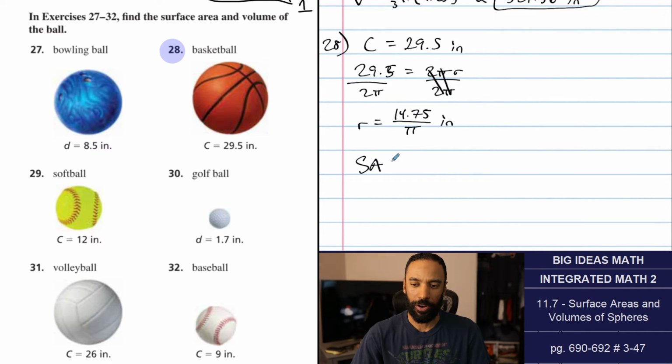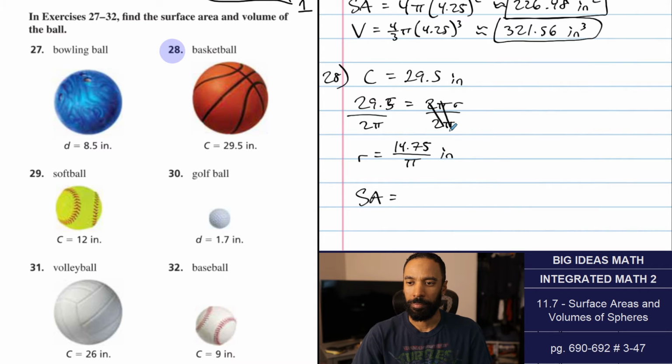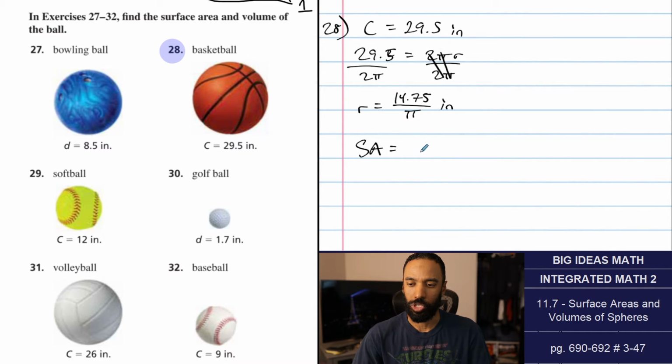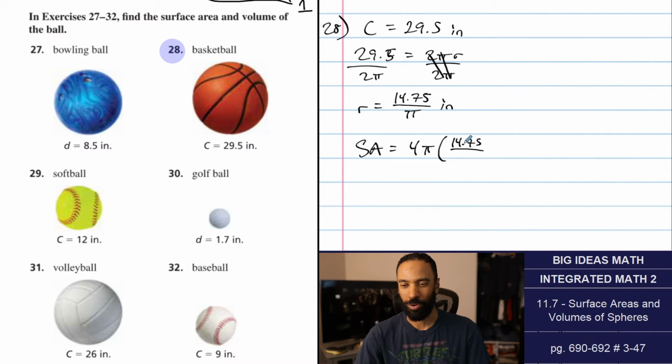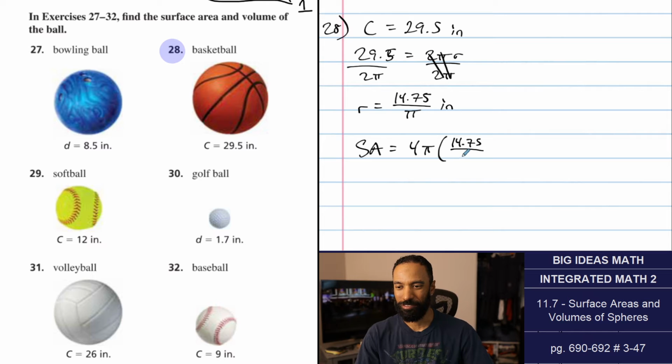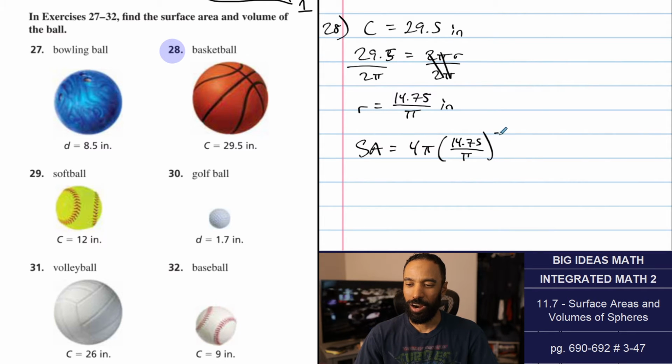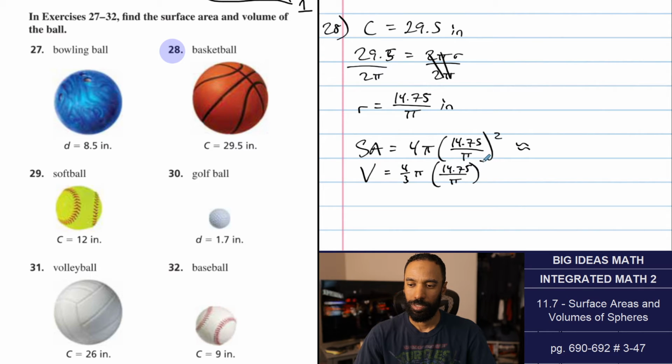So for surface area, I'll do 4 thirds. No, excuse me, 4. I don't know why I didn't know the formula. 4 pi times the radius. I'm still questioning whether 29.5 over this is 14.75. I think it is. Pi r squared, and that'll be something. And then the volume is 4 thirds pi times the radius cubed. Which, wouldn't that be something?